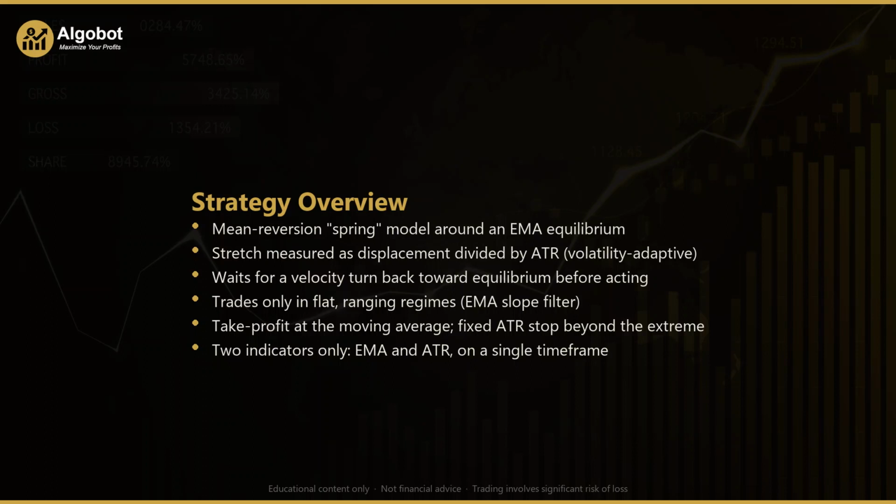But a stretched spring on its own is not a signal. In a strong trend, price can keep stretching without ever coming back. So this strategy adds two important filters. First, it waits for the spring to actually begin releasing. It looks for the bar-to-bar velocity of price to reverse back toward the moving average. Second, it only operates when the market is relatively flat, measuring the slope of the moving average against ATR and stepping aside when a genuine trend is underway.